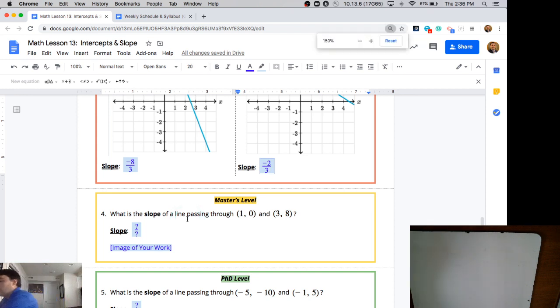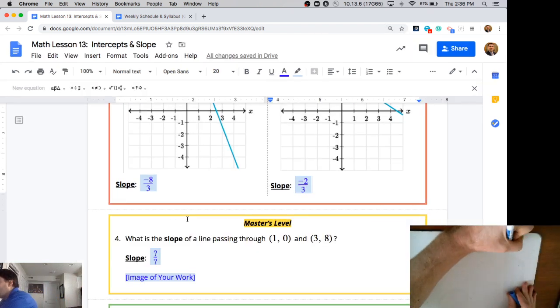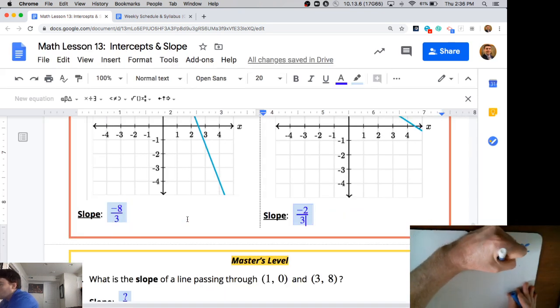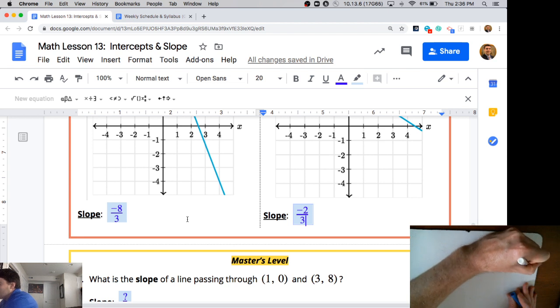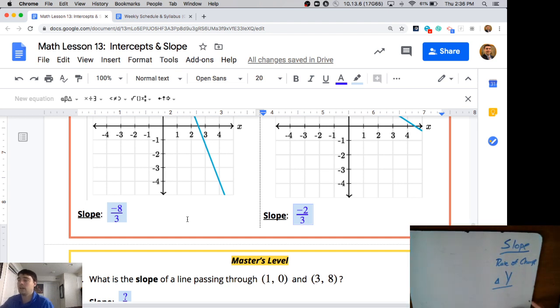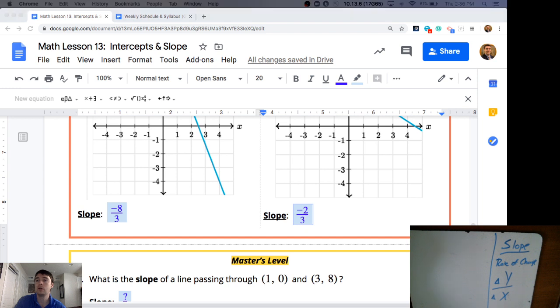For slope, recall we define slope as our rate of change, and specifically we find that rate of change with our y value in the numerator, the top of our ratio or fraction, and the x value in the denominator, the bottom of that ratio or fraction. So I'm going to make that whiteboard a little bit larger.